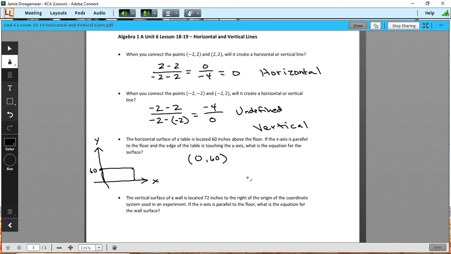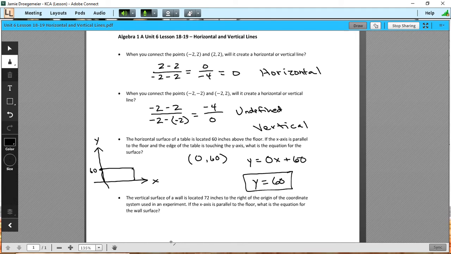It's a horizontal line, so we know it has a 0 slope. So that's y equals 0 times x plus 60. Well, 0 times anything is 0, so really this equation is just going to be y equals 60. So if you have a horizontal line, the equation is always going to be y equals something. And so in this case, it's y equals 60.